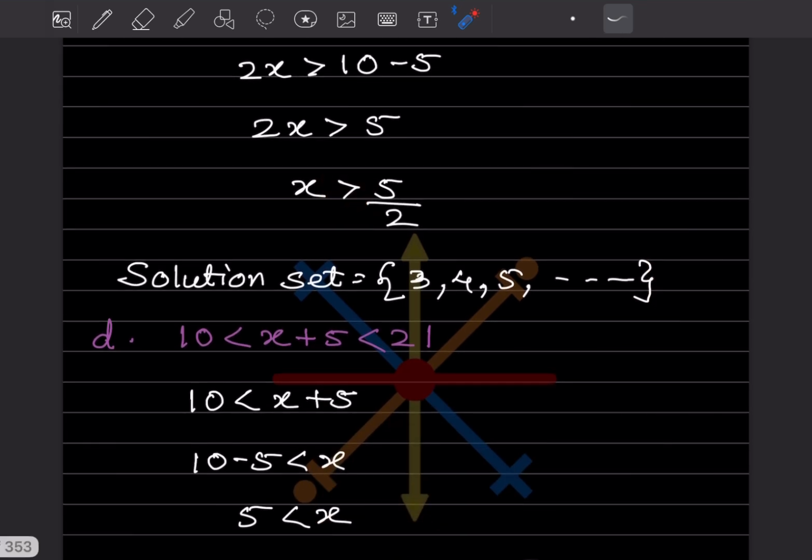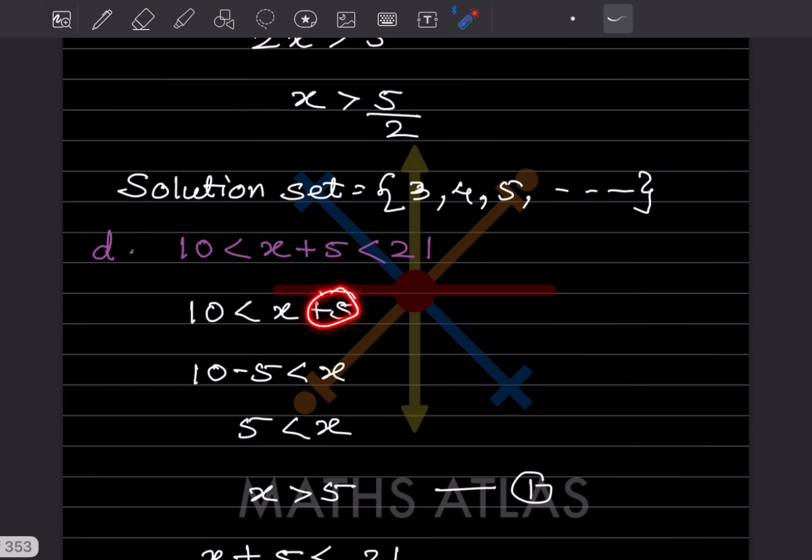Now see here, you can see there are two inequality signs here. So first we will take this and this one. So what will that be? 10 is less than x plus 5. So this will go on the other side, so that will be minus 5. This stays as it is. So 5 is less than x.